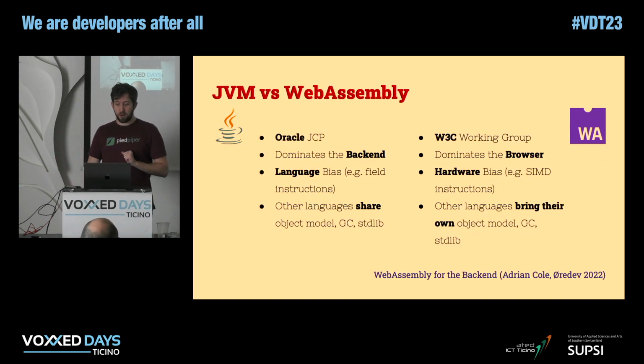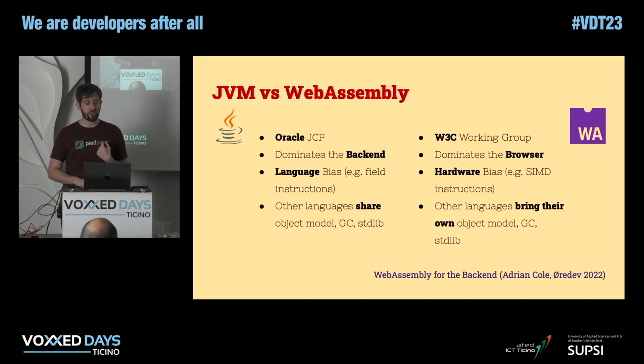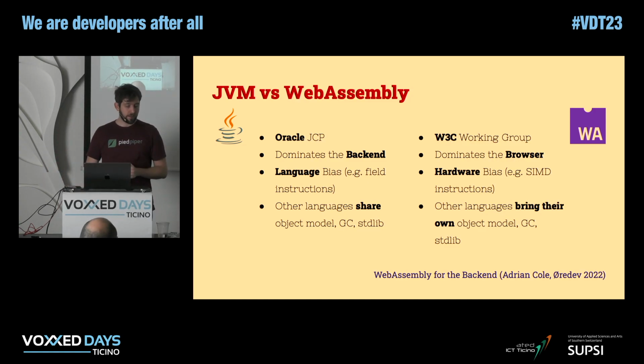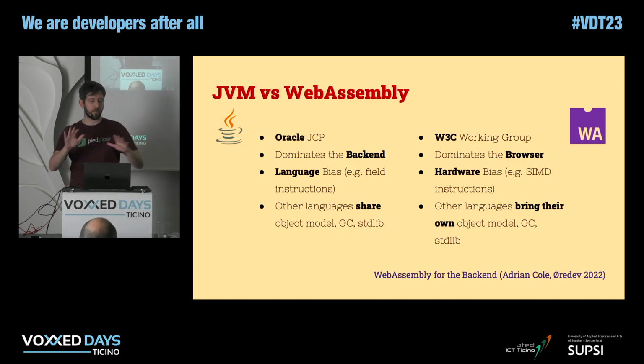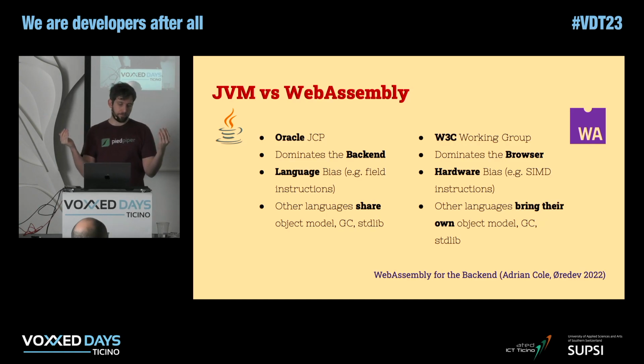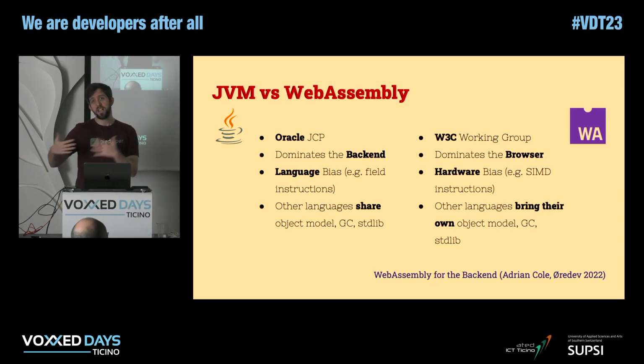I took this from my colleague Adrian at Oradev, his presentation, WebAssembly for the backend, which gives you a better one-to-one comparison between the JVM and WebAssembly runtimes. So the JVM is biased towards the Java language, while the interesting part of WebAssembly is that it's biased towards hardware. There are specific instructions to leverage the capabilities of modern hardware. For instance, SIMD instructions, which are missing in the JVM, just to give you an example.